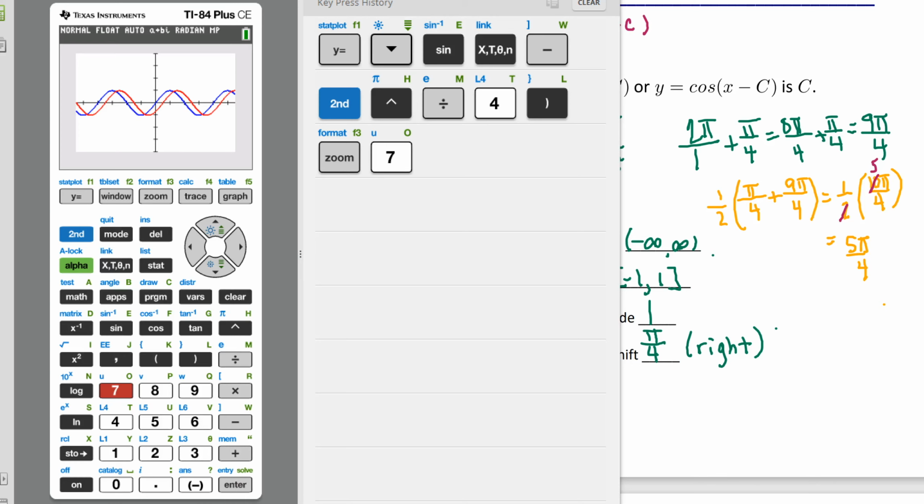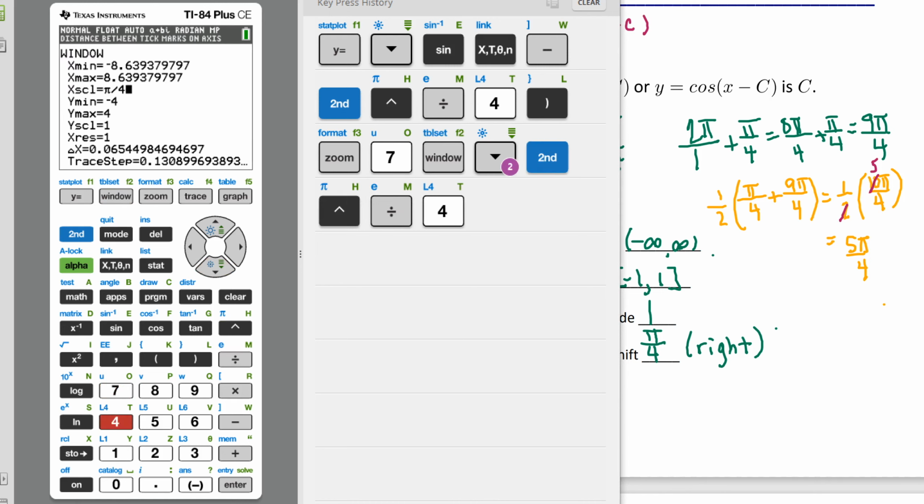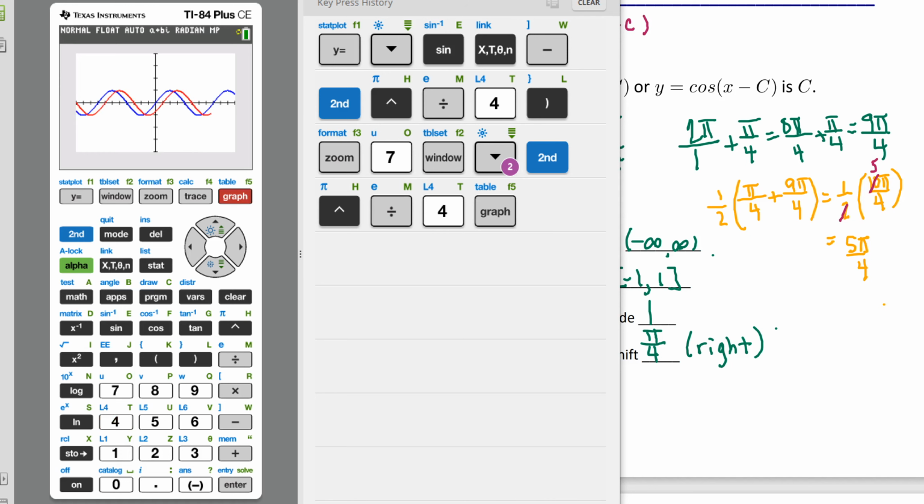Now remember, in zoom trig, each tick mark on the x-axis represents pi over 4 units. So halfway between those two units, we've got pi over 4. Or if you want to see it a little more clearly, you can manually change your window. Let's change the x scale from its current value, 1.57, which is approximately pi over 2. Let's change that to a scale of pi over 4. That's going to give us a few more tick marks on the x-axis, but then we can observe that the red curve has its initial x-intercept at pi over 4 exactly.